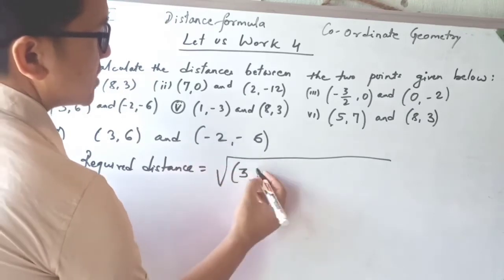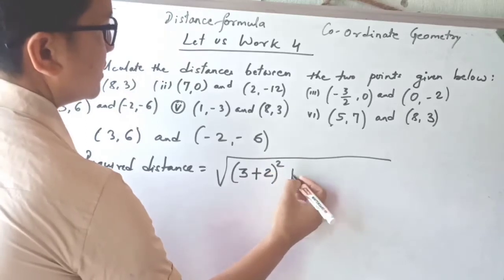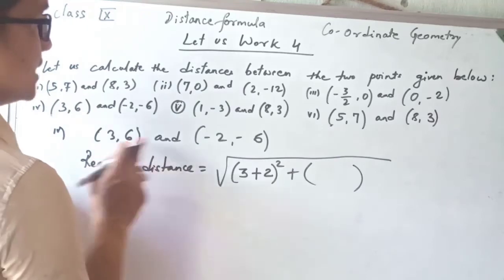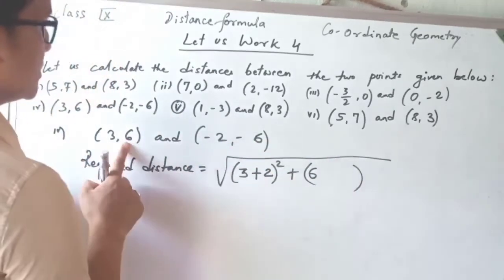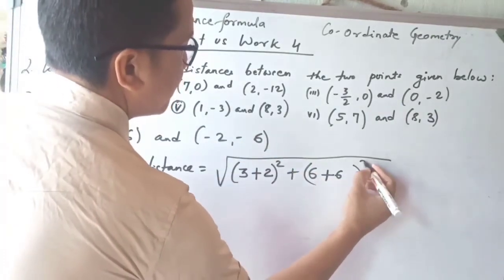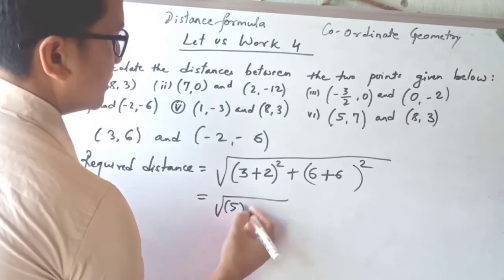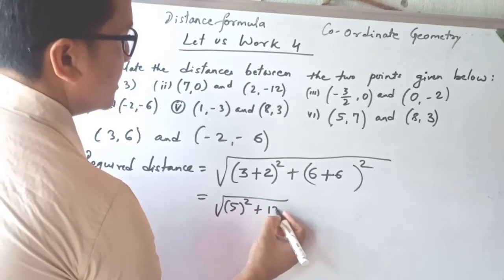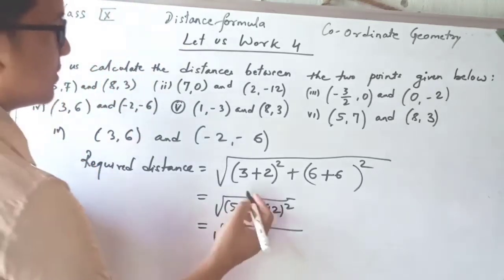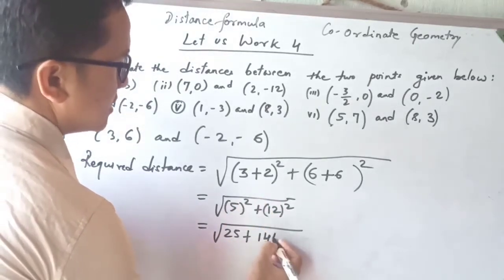As it is already minus, we have to write it plus, and it will be squared, and we have to write plus, and next we have to subtract 6 and minus 6. Here it is 6, and when you subtract minus 6, we have to write plus 6. It will be squared, and here 3 plus 2 will be 5 square, and here 6 plus 6 will be 12 square. The square of 5 is 25, and the square of 12 is 144.